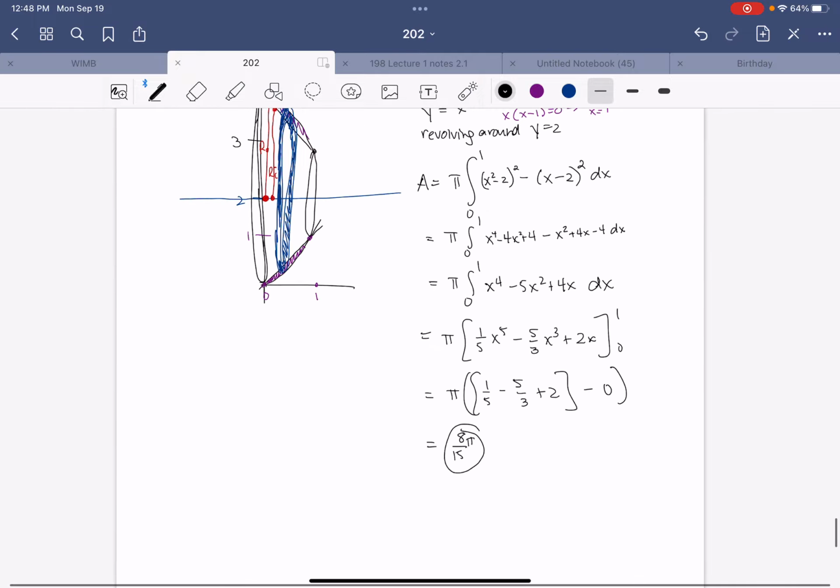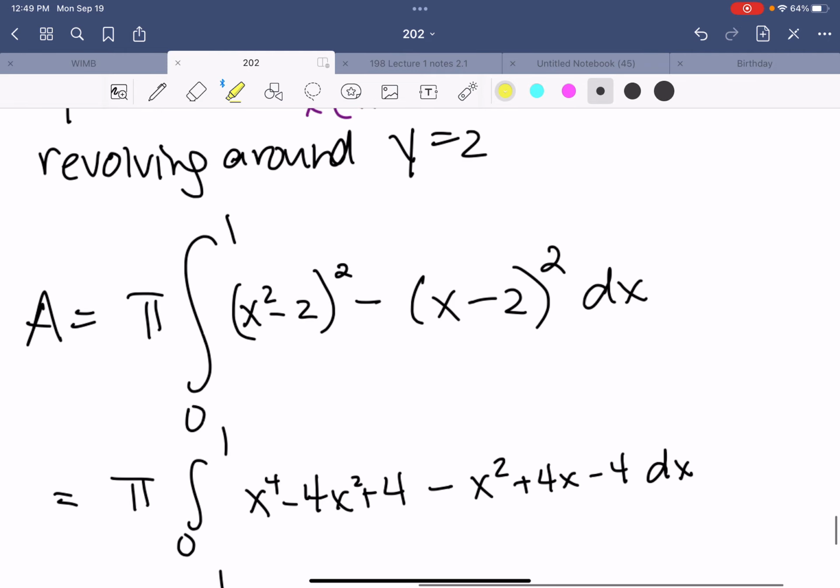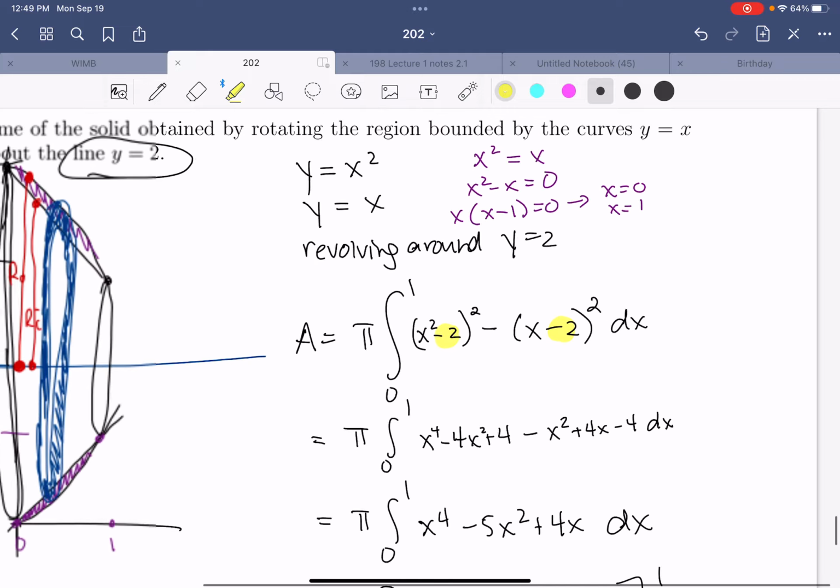Okay, and so the main difference here is that when you find your radius, you're going to subtract off that bottom line, wherever that happens to cut things off. Okay.